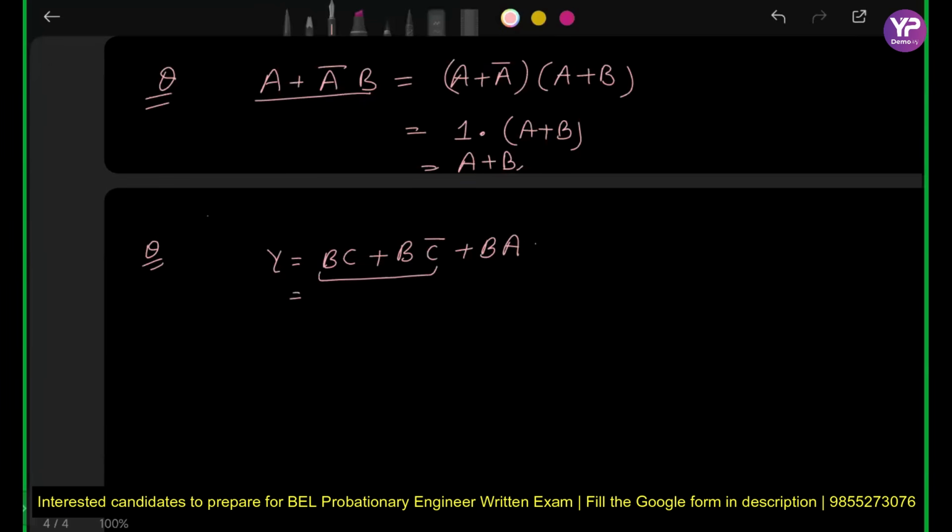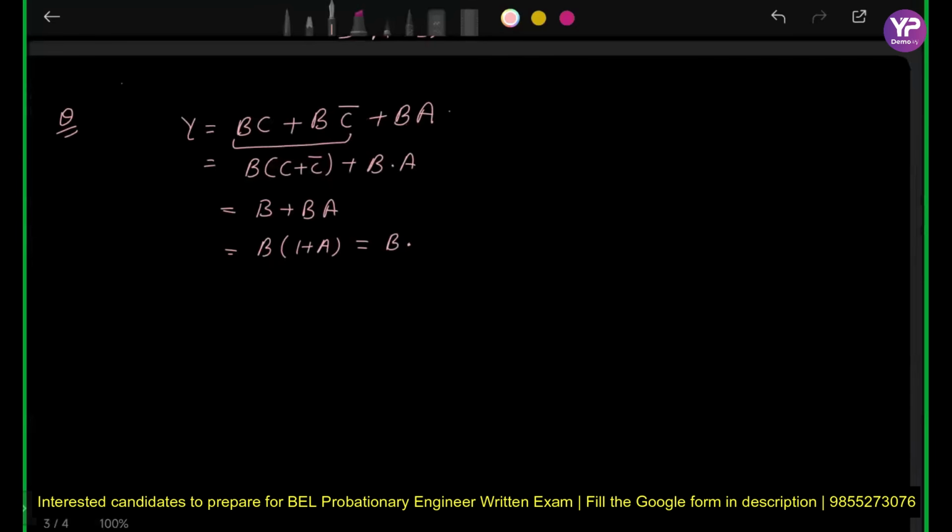From the first two terms, we can take the B common. So that will be C plus C bar. Then B into A. C plus C bar is going to be 1. So B plus BA. We can take the B common. It will be 1 plus A is going to be B. Understood? Yes.